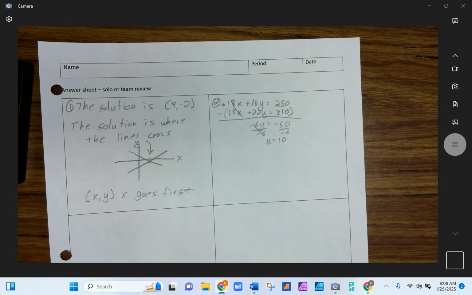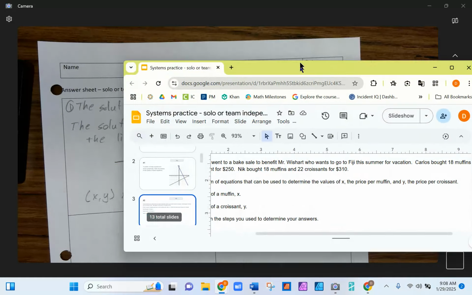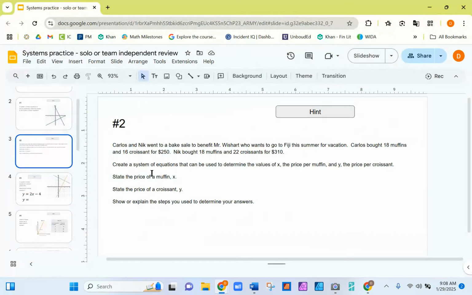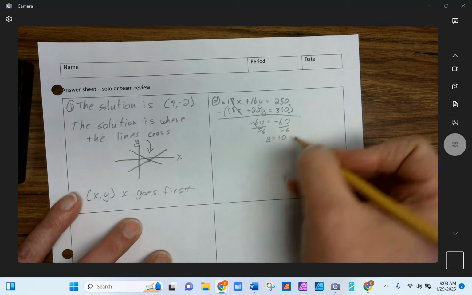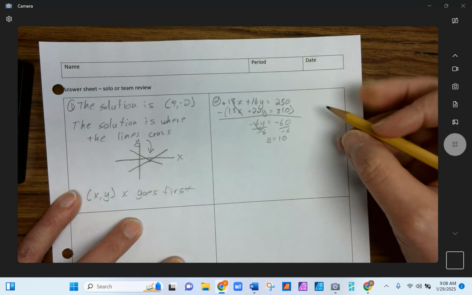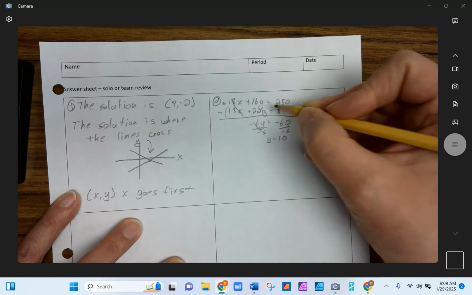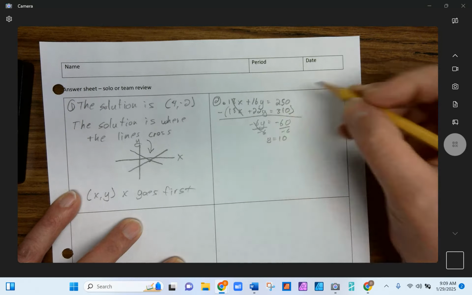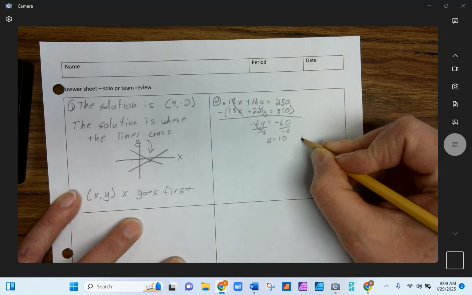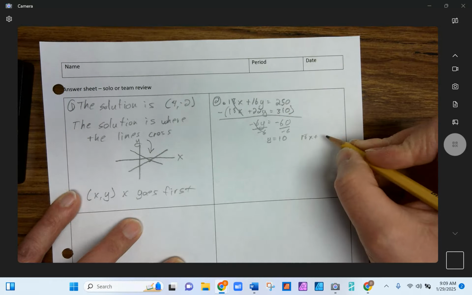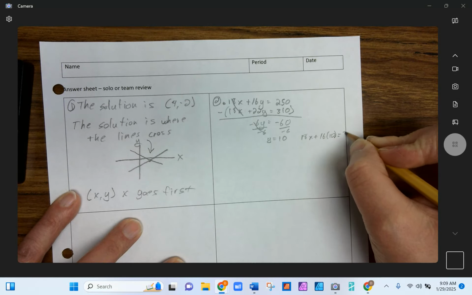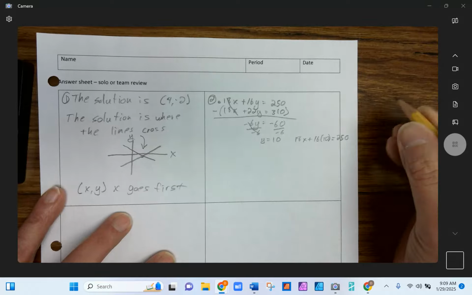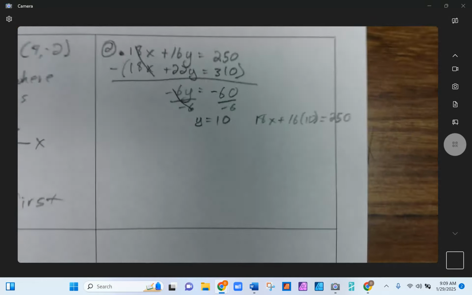So that is the price of a croissant here, but we need to figure out the price of a muffin as well. So what we need to do is take this y value of 10 and plug it into one of the equations. I'm just going to do it right here. You can choose either one, again. It doesn't matter. So I'm going to choose the first one, the easier one, plug it in for that y value, and set it equal to 250. Let me zoom in here. That'll be kind of hard to see.